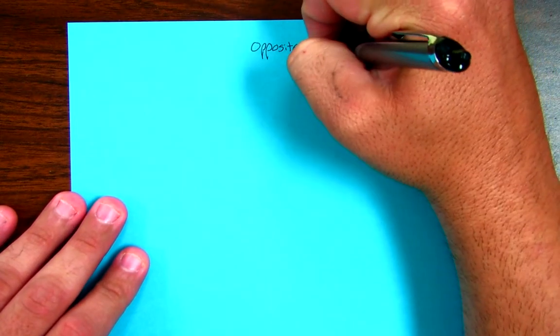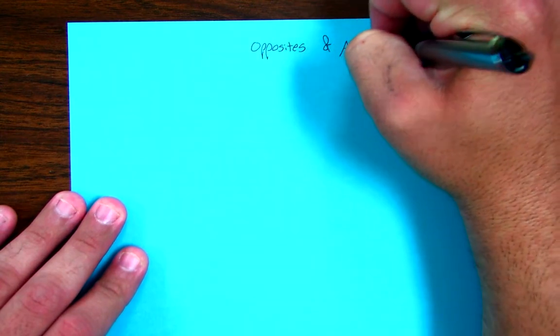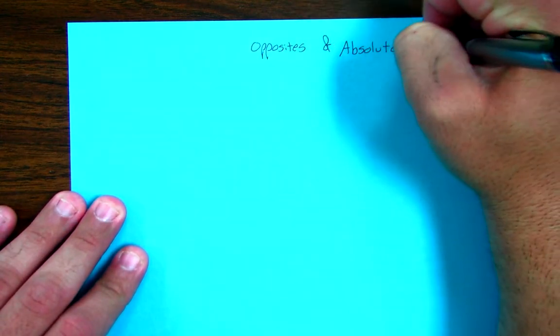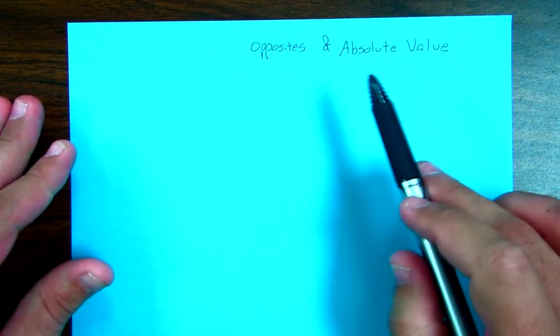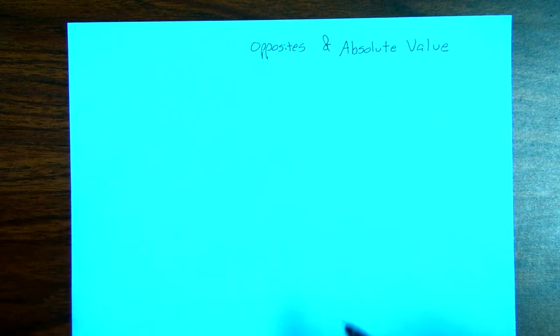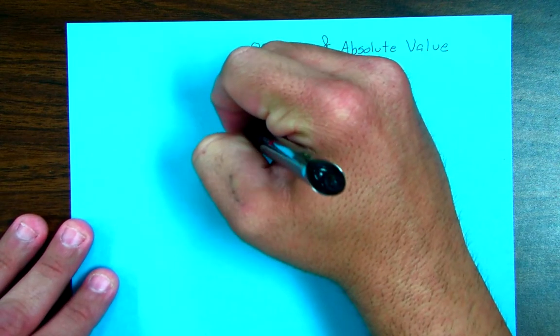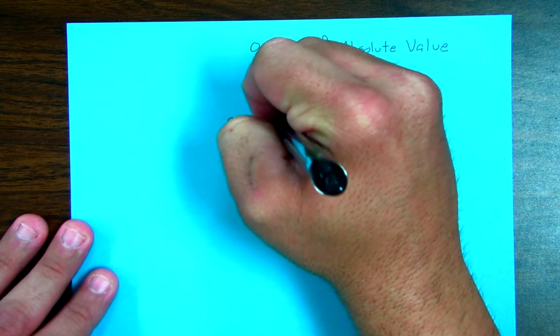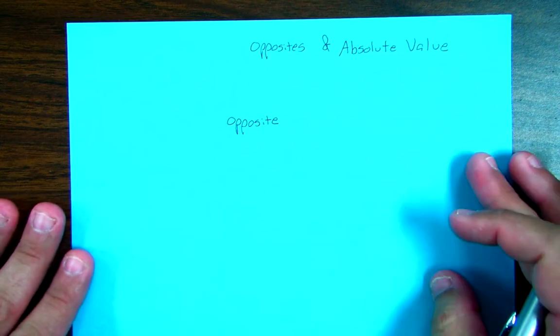Opposites and absolute value. On your test next Friday, you're going to have to do coordinate graphing. You're going to have to know what opposites are and absolute value. In my opinion, it's one of the easiest tests you'll take this school year. I really do think it is. All right, so let's start with opposites. I'm going to make this as easy as possible.